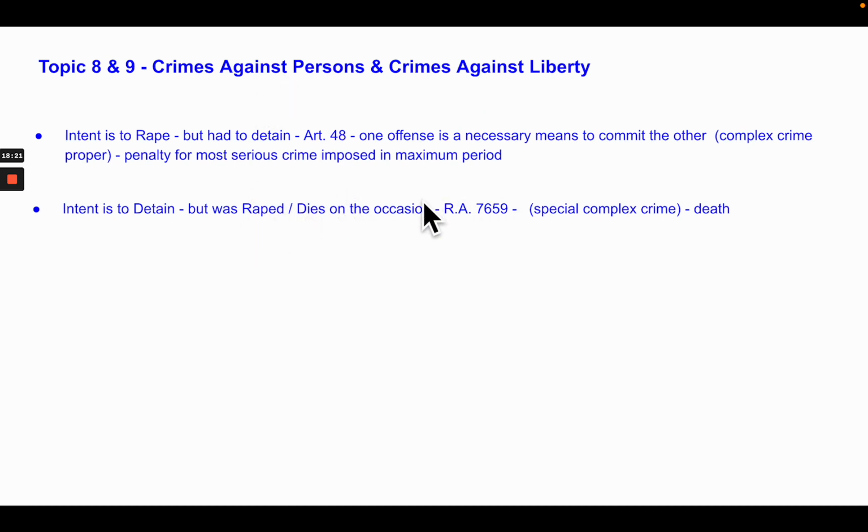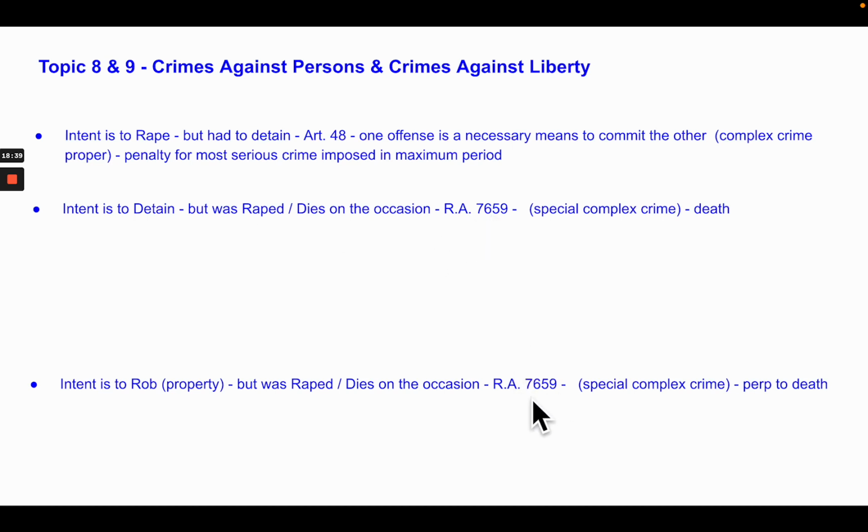But because of RA 7659, if a person is detained but was raped or dies on the occasion of the detention, that is a complex crime. So how many crimes will be seen? Just one crime. The penalty shall be death.